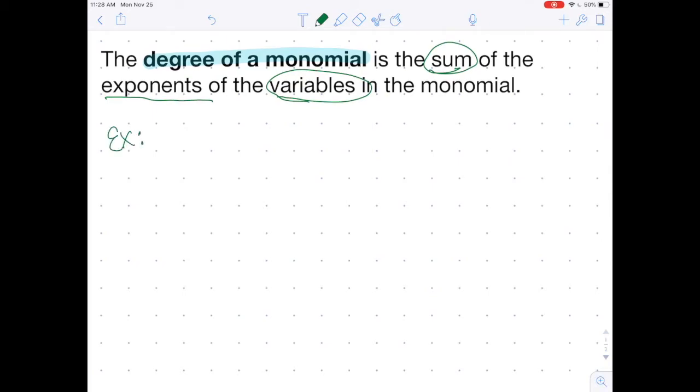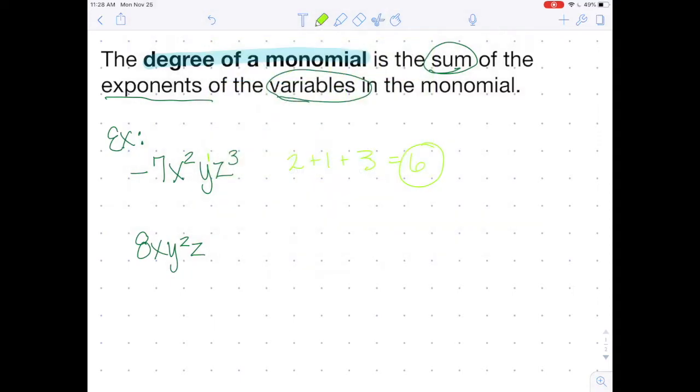First example, if I have negative 7 x squared y z cubed, I'm only going to add exponents on the variables. So remember, this y is like having a little 1 up there, so I'm going to add 2 plus 1 plus 3 gives me 6. So the degree of this monomial should be 6. Okay, let's try another one here. I've got 8xy squared z.